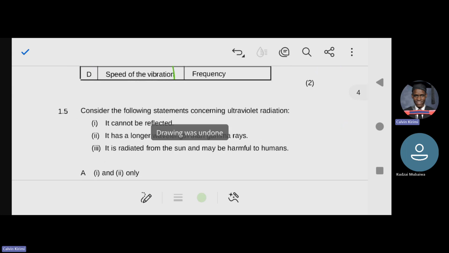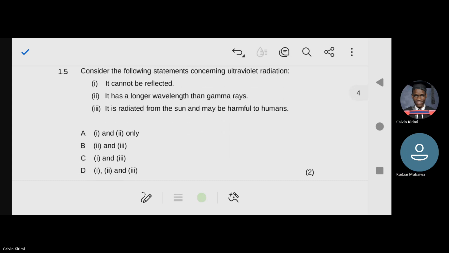Then let's go to the next one. Consider the following statements about ultraviolet radiation. It cannot be reflected. It has a longer wavelength than gamma rays. And it is radiated from the sun and may be harmful to humans. Which statement is correct there first? Let's go to point number 3. It is radiated from the sun and may be harmful to humans.